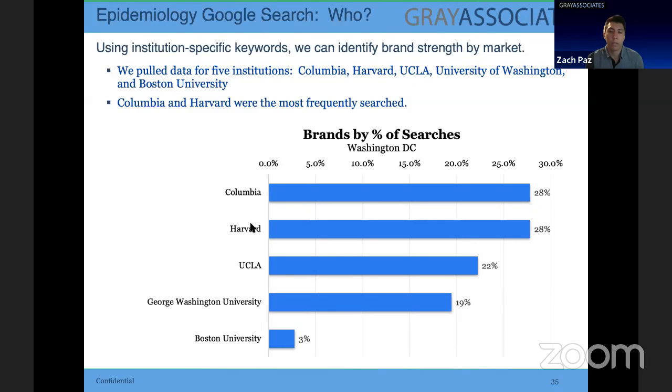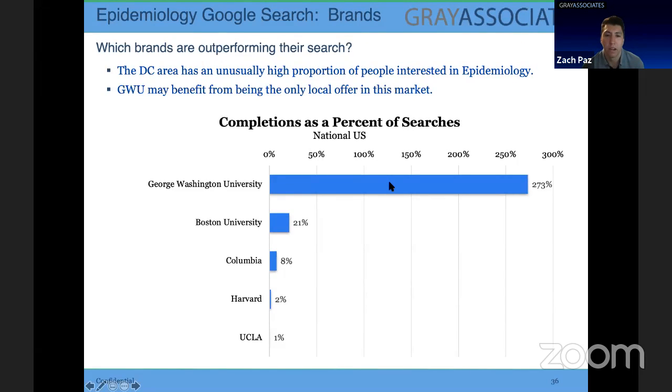We took this a step further to really understand, does this have an effect on overall program size? What we've done here is a comparison of the number of completions for the epidemiology program for each of these institutions as a percent of searches. What we see here is George Washington University actually has a very high number of completions compared to the number of searches nationally. We switched to the national market because these brands are located all over the place, so we wanted to do a national comparison here.